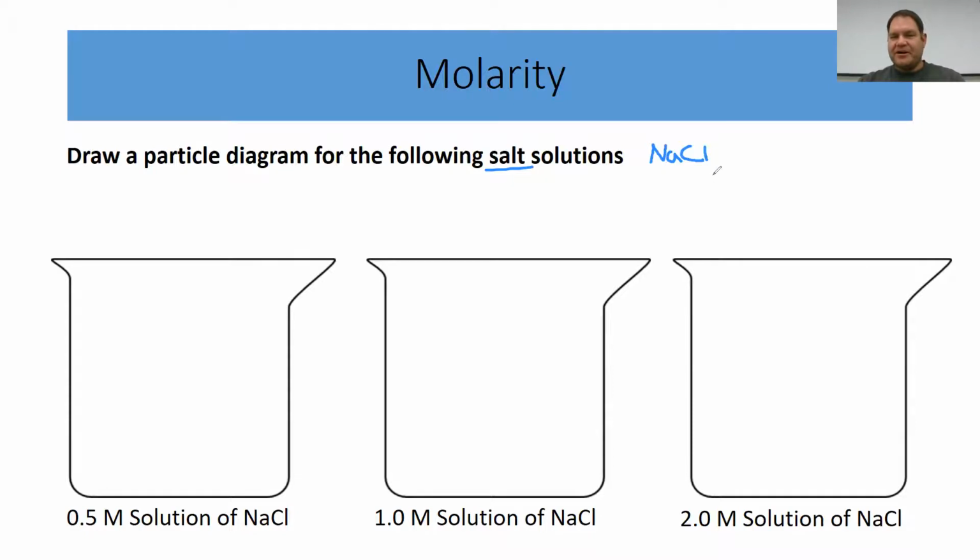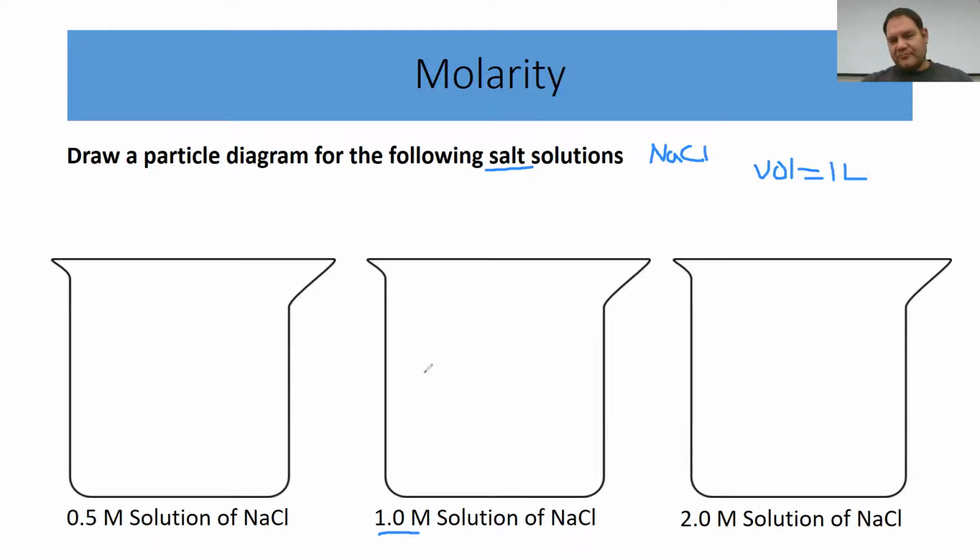Remember that when we put salt in water, the water is going to dissolve the salt by surrounding the individual ions, the sodium ions and chlorine ions. So let's start with our middle solution. Let's pretend that the volume in each of these beakers is 1 liter, so keep that in mind.